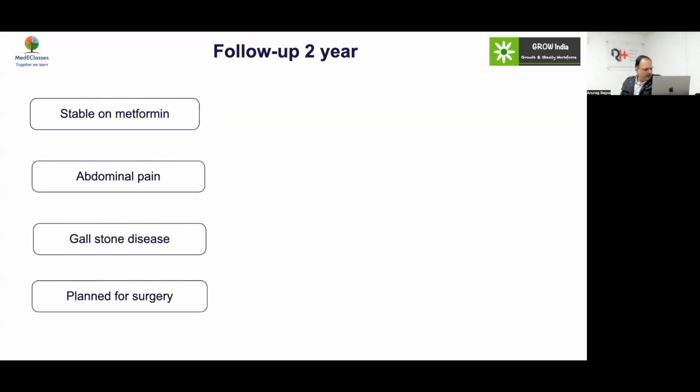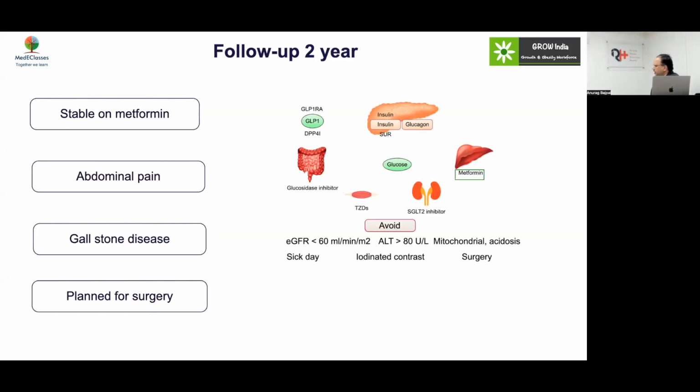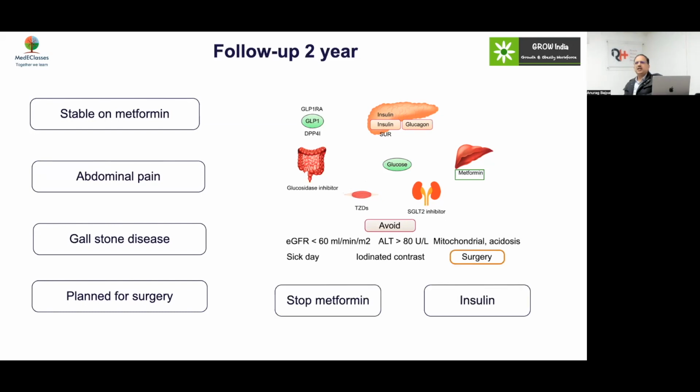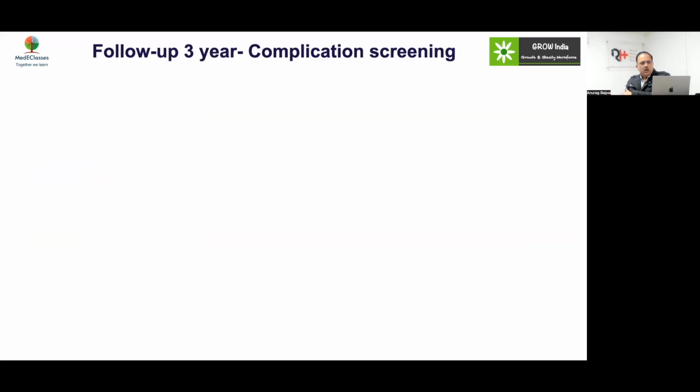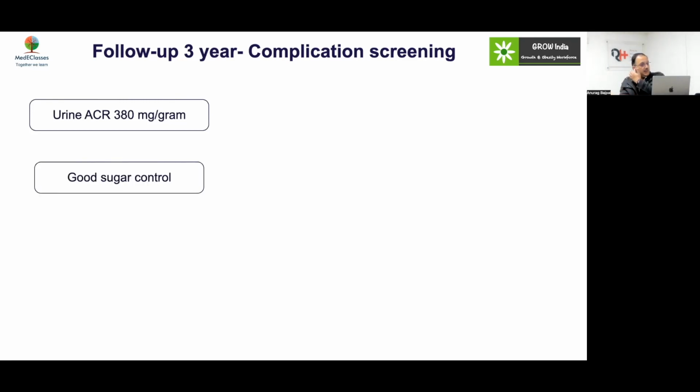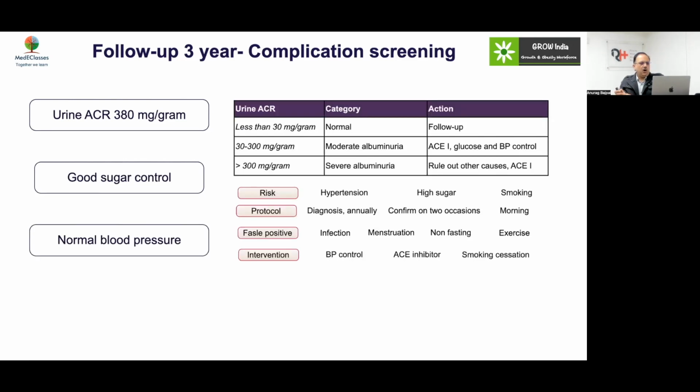So you have to stop metformin and start insulin. That will be a significant factor. So again, if there is a sick day, there is iodinated contrast, or there is surgery, you should better stop metformin and start insulin in that regard. At 3-year follow-up, complication screening was advised, and urinary albumin creatinine ratio came up at 380 milligrams per gram. There is good glucose control. Blood pressure is normal. Now, will you start an ACE inhibitor in this case?